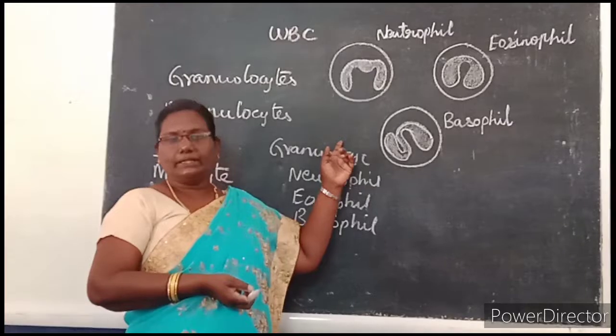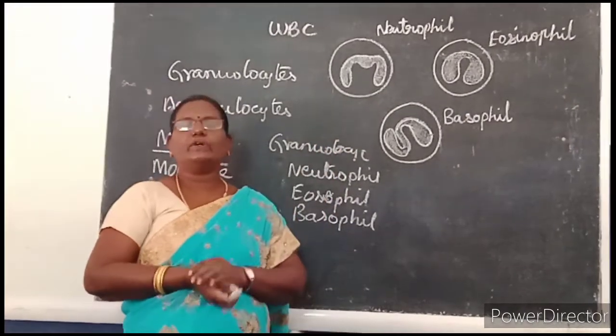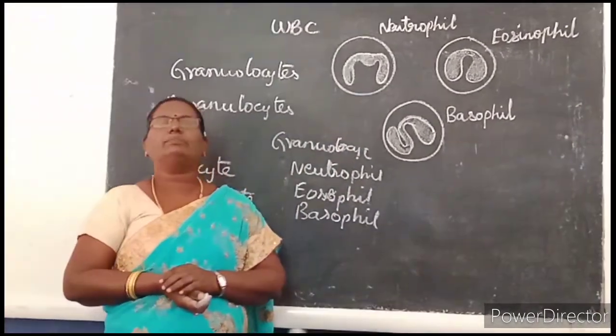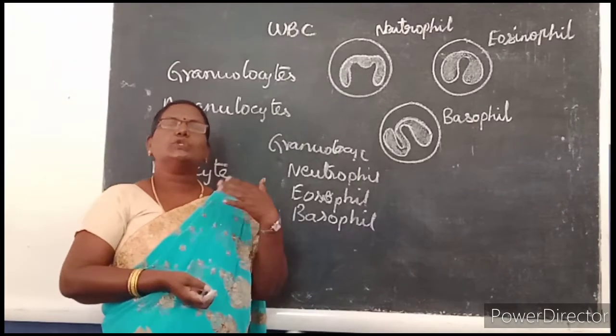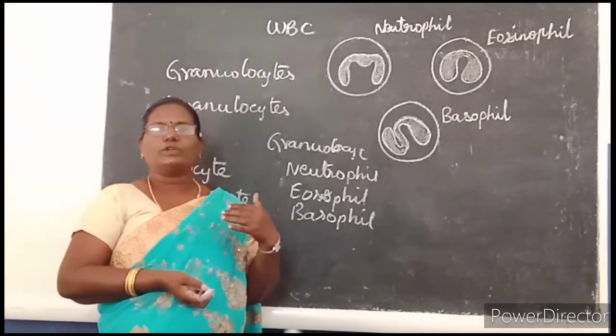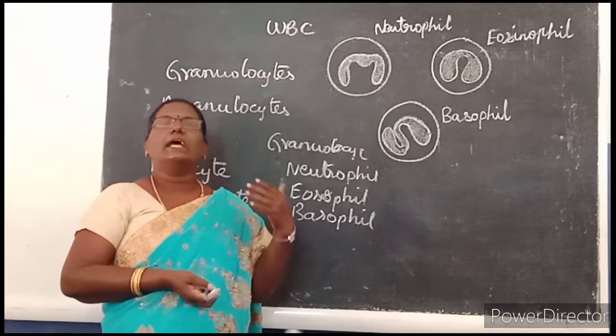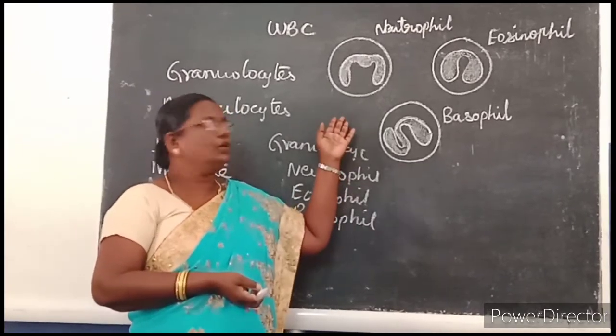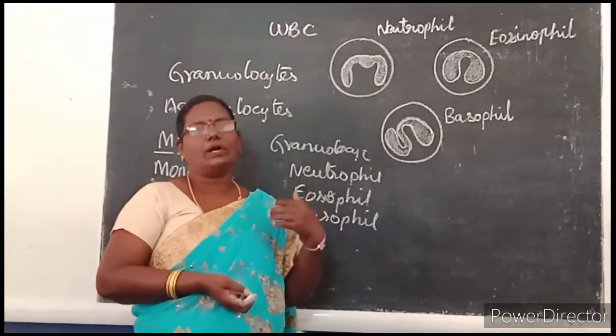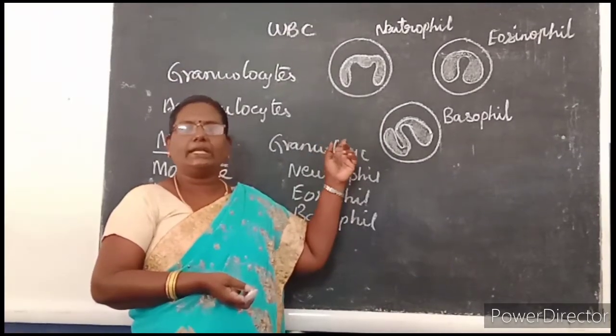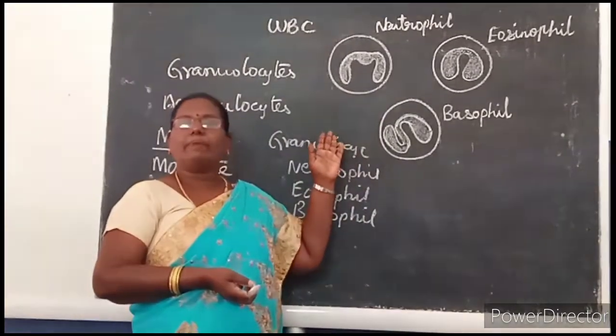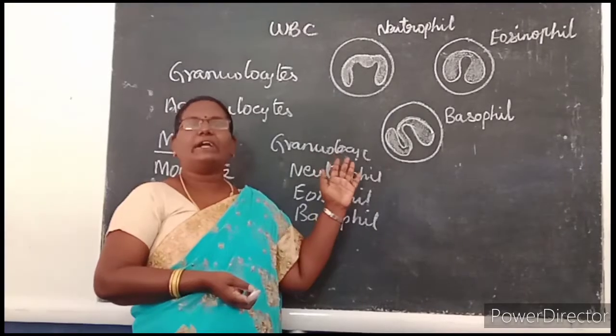They are abundant in the blood and they are phagocytic. What is the meaning of the word phagocytic? Engulfing, swallowing. When foreign microbes or any foreign substances enter our body, the neutrophil captures and swallows them. So they are phagocytic in nature. They are more abundant in and around the infected tissues.